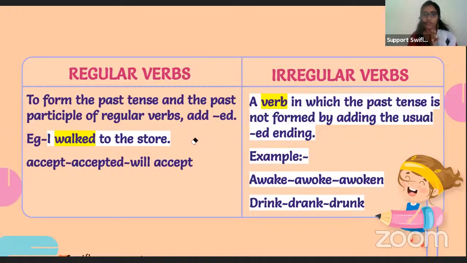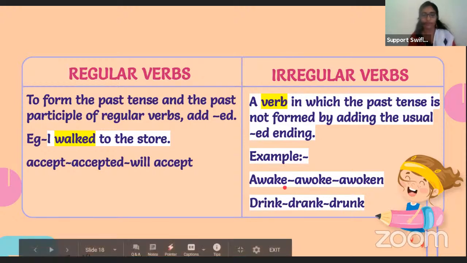Irregular verbs are verbs in which the past tense is not formed by adding the usual -ed ending. I mean, in the regular verbs we have added -ed to the verb and made that the regular verb. And in the irregular verbs, we don't add any -ed. The words keep changing for the past and also for the past participle.